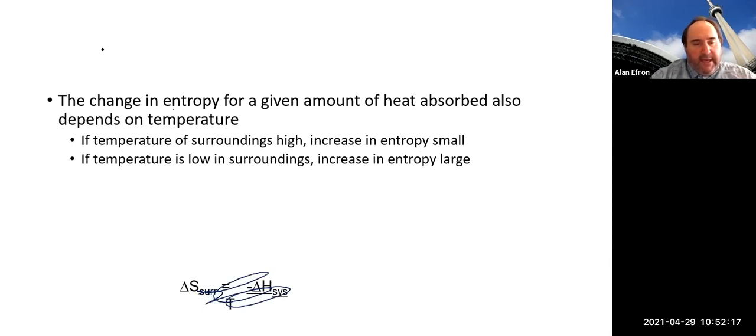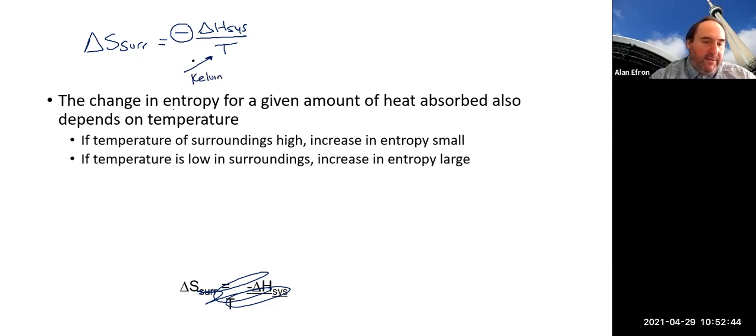The delta S of the surroundings is equal to minus delta H of the system, or the reaction, divided by our temperature. So a couple important things here. Obviously, the negative here is what we were just talking about, that opposite relationship. Also down here, this is our temperature, which does need to be in Kelvin.